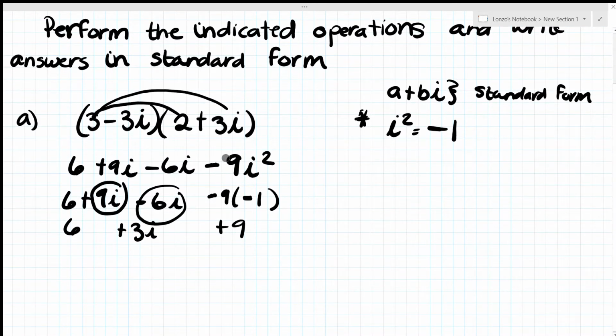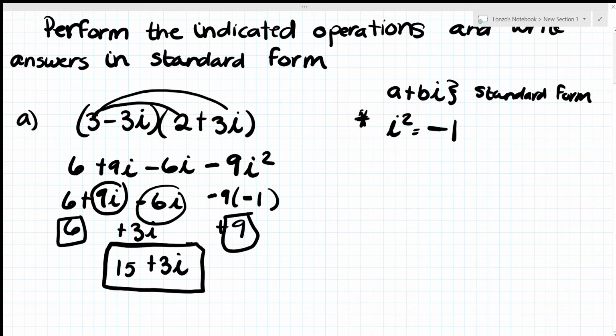So let's simplify. We have to put it in standard form, a plus bi. So let's combine the whole numbers. 9 and 6 is what? 15, right? And then you're just left with positive 3i. So this is in standard form, and this should be your final answer. Okay, that was a simpler one.